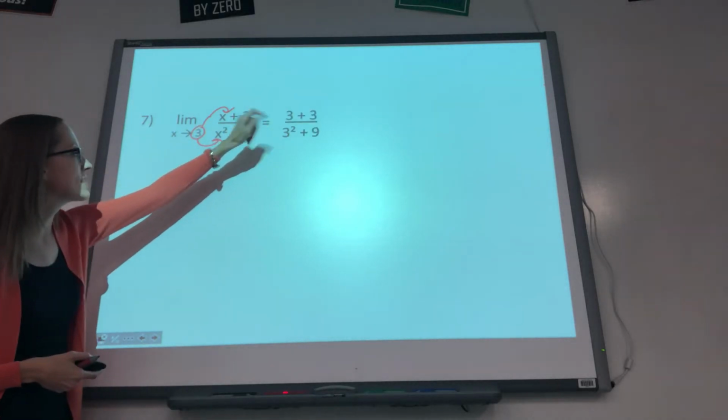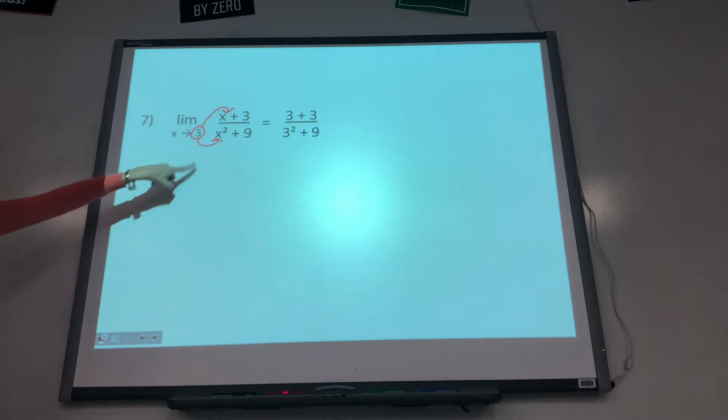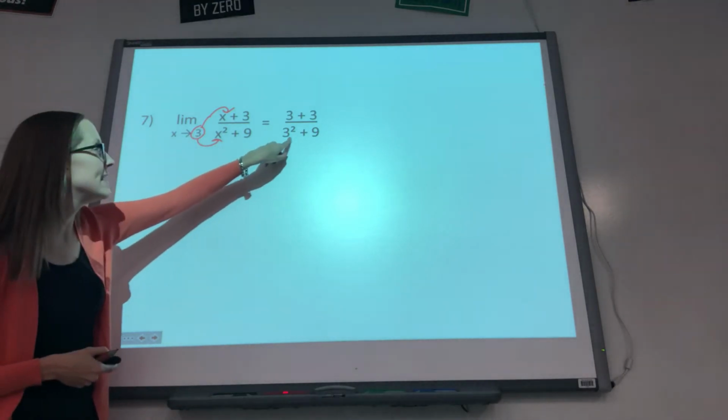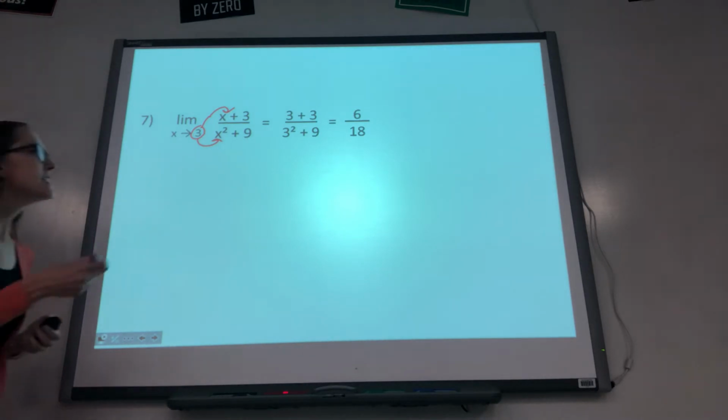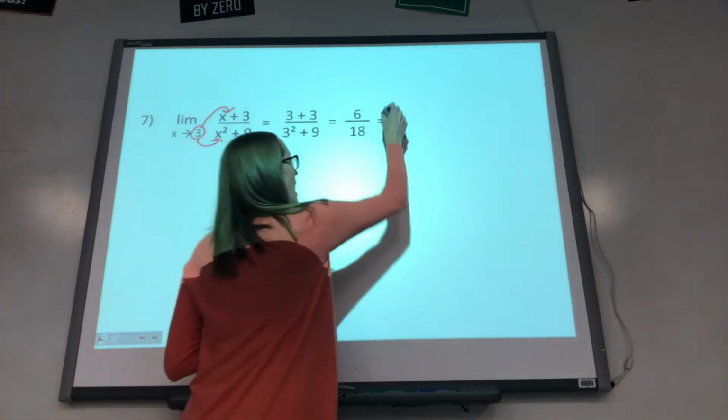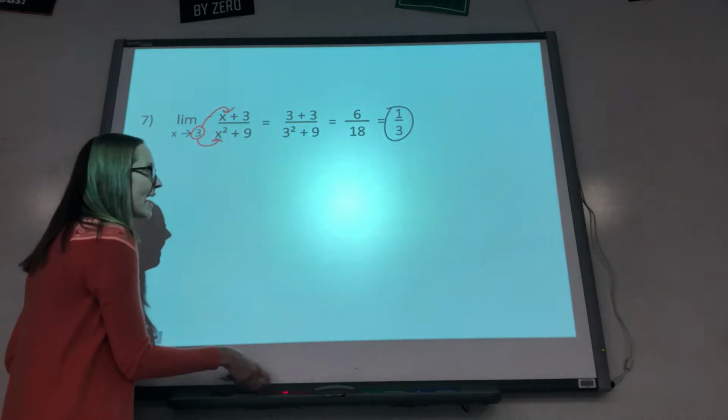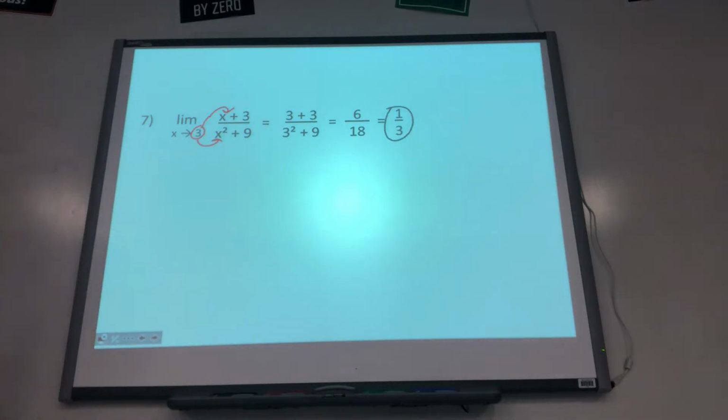3 plus 3 on top is going to give you a 6. This is going to end up being 9 plus 9 on bottom, which is 18. Divide by 6 on top and bottom, and that would be 1/3. So don't forget about direct substitution. You should always try that first no matter what.